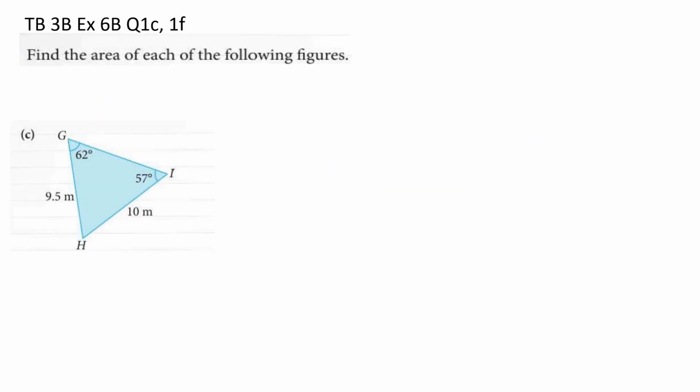Right, after learning the new formulas to find the area of a triangle, let's put our knowledge into practice. Let's look at this question here. You're given a triangle with two sides and two angles given. Right, so if we're going to use the two sides given, then what is needed? Yes, what is needed is the angle that is between the two sides given, or the included angle. So therefore, we have to find angle GHI, which is 180 minus 62 minus 57. That gives you 61 degrees.